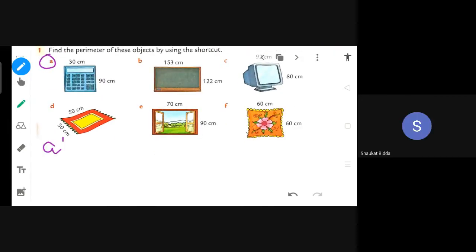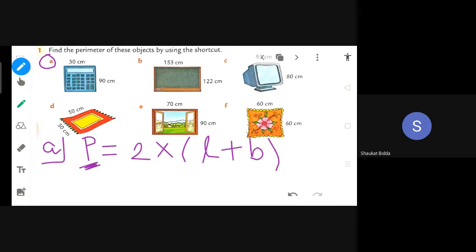Yes, ma'am. So Ma'am, 30 plus 90 is equal to 120. Then 120 multiplied by 2. So 240 is the answer. So first you have to write a formula. You can use alphabets only, not the whole word. Okay, this P means perimeter, this L means length, and this B means breadth. So you can write in short also.